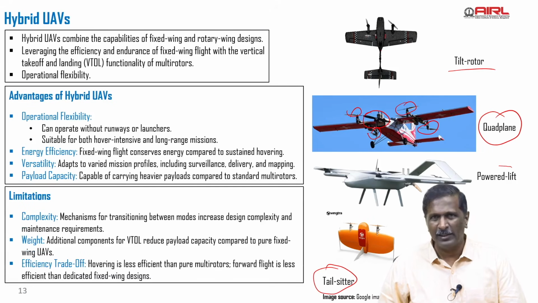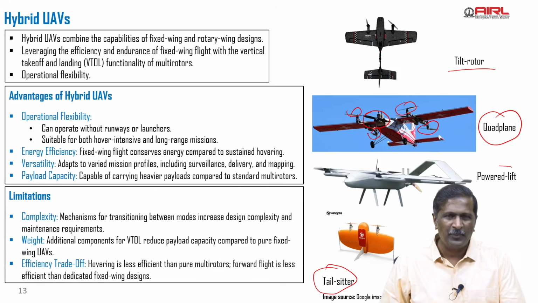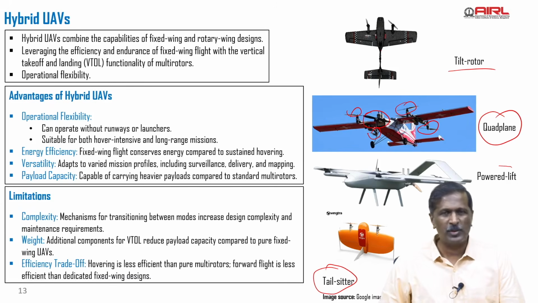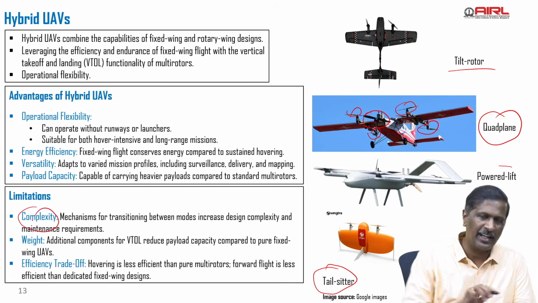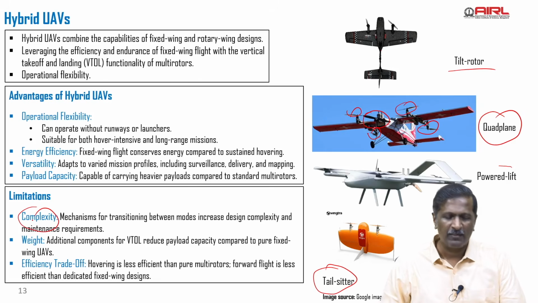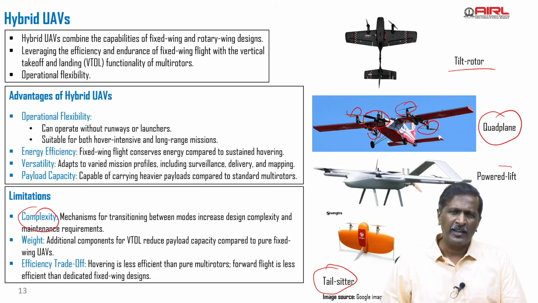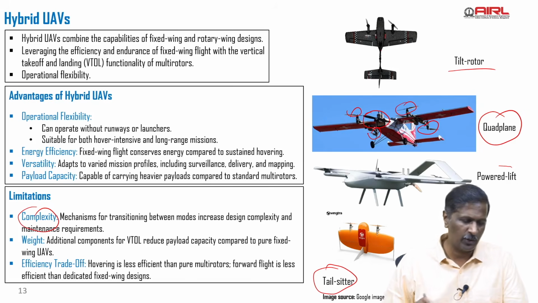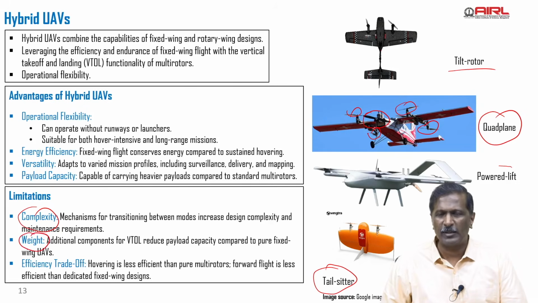They have a flexibility like a multi-rotor system. They have efficiency for long duration operations. They have maneuverability. They have high payload capacity. These are the advantages. But when it comes to limitations, the complexity comes into the picture. They have both the mechanisms, which leads to complexity, particularly the transition flight from vertical takeoff to horizontal translation. That's going to be really challenging to control, right? Weight of the aircraft and the trade-off in efficiency will also come into the picture.